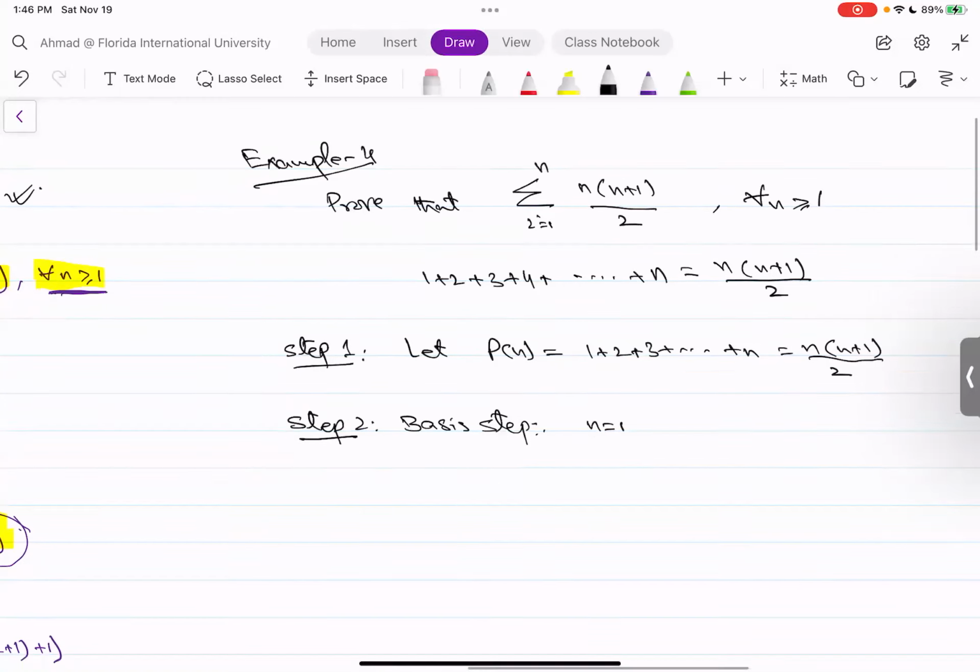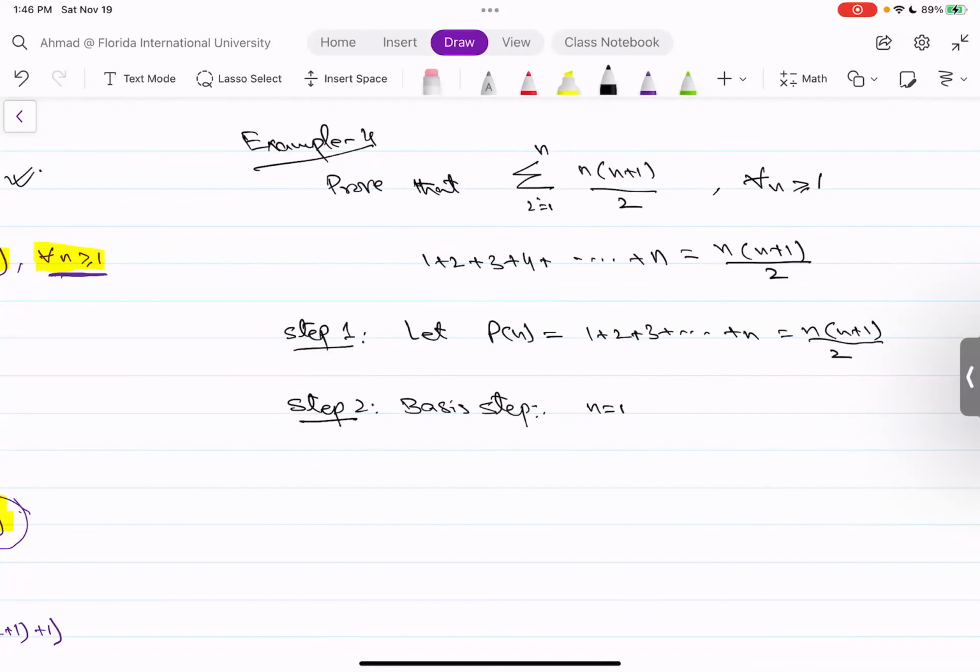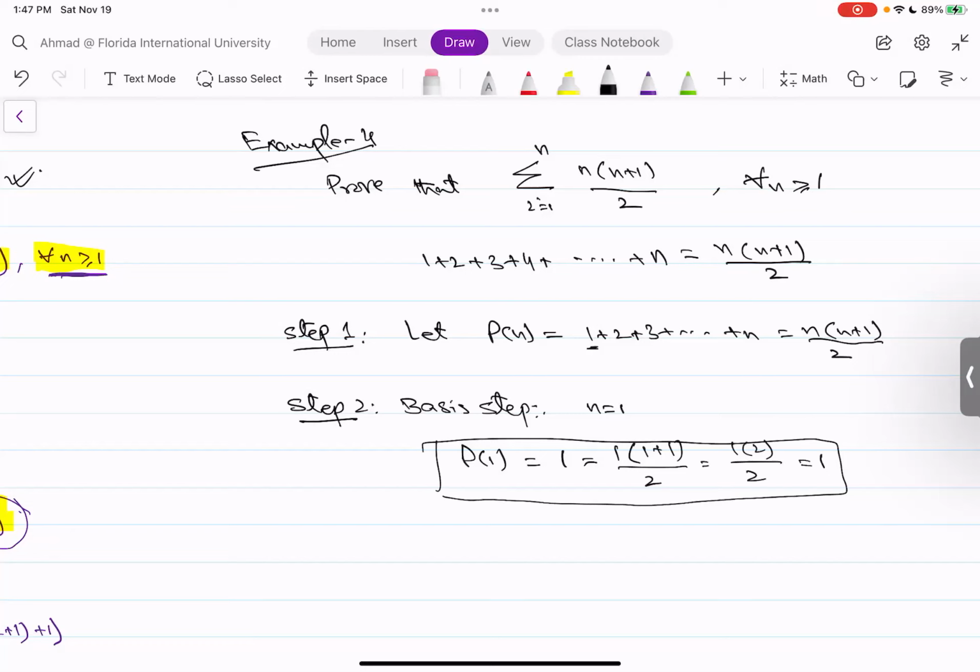So when n is equal to 1, what do I have to show? That means P of 1, which is the first term, is going to be 1. I have to substitute n equal to 1 on the right hand side, which is 1 into 1 plus 1 divided by 2. That is 1 into 2 divided by 2, which is going to be 1. So we have proved that our basis step is correct, right? So we can generate the first term using this formula. That's what it means.